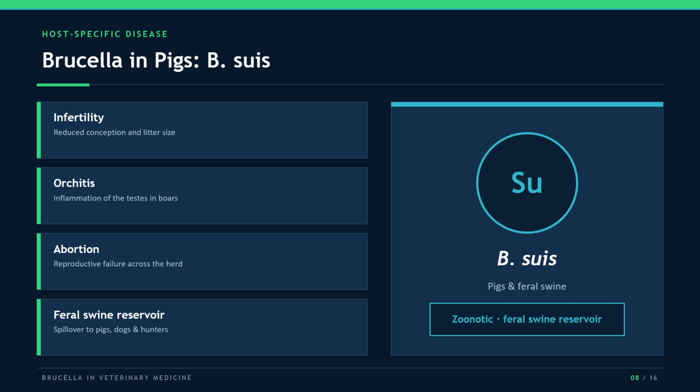In pigs, B. suis causes infertility, abortion, and orchitis. Feral swine are a major reservoir in the United States, especially in the southeast. They can transmit infection to domestic pigs, dogs, and even hunters who handle carcasses. This species is also zoonotic and can cause severe disease in people.